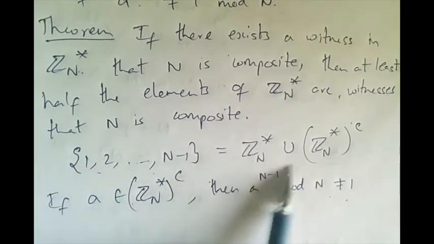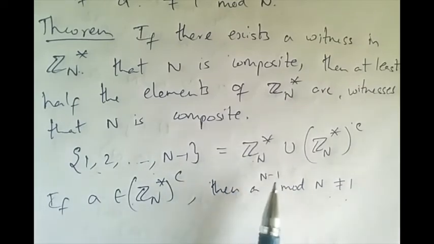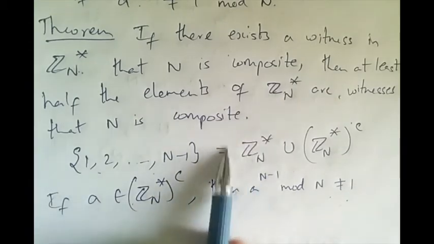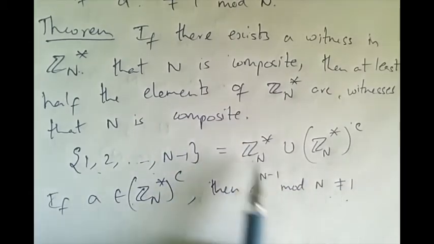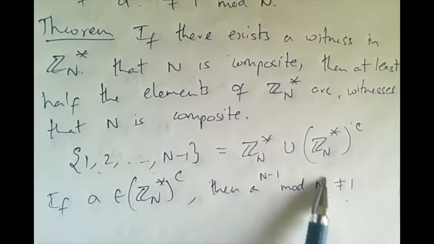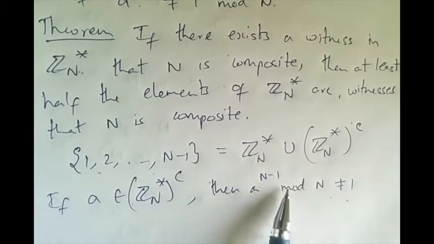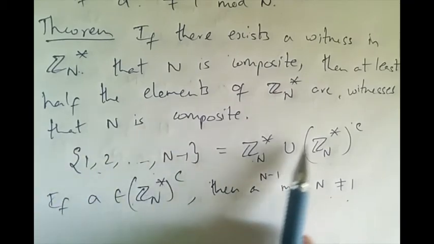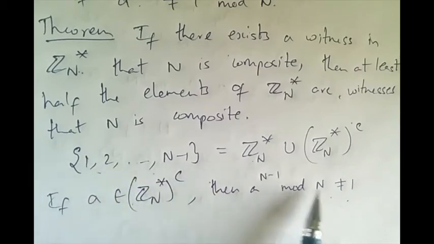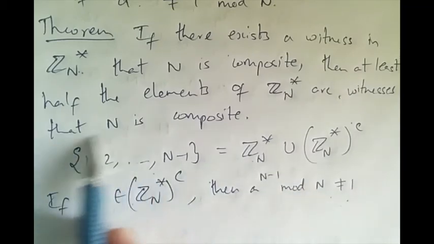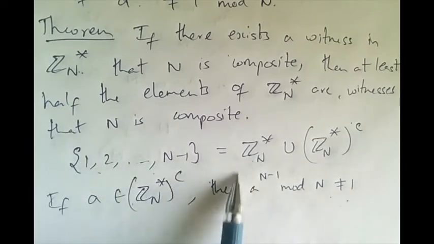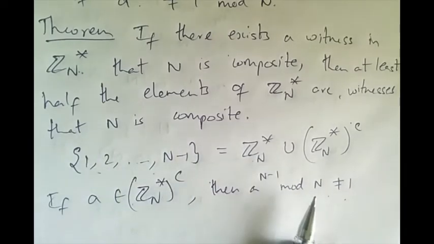Previously, we didn't know how many of the elements in Zn star will help us. But this theorem says that if there is at least one element here for which this inequality holds, then at least half of the elements here will also have this inequality hold. So if I randomly choose from this, with a probability at least half, I'll find an a for which this inequality holds and I know that n is composite.